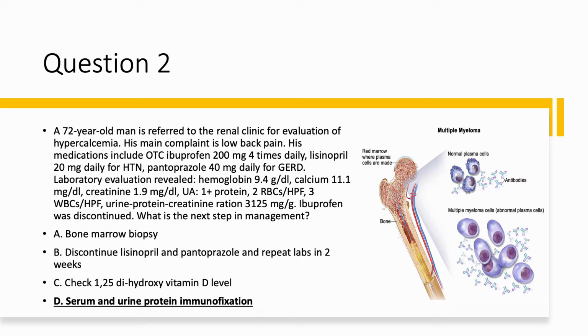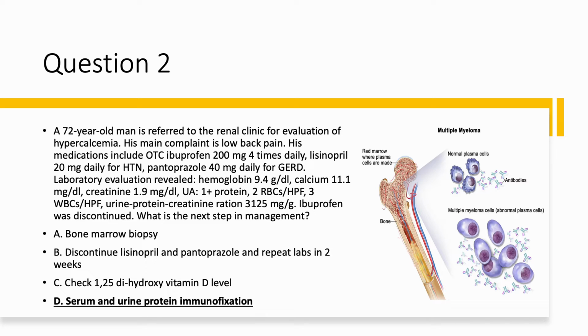The correct answer is D, serum and urine protein immunofixation. Here really we are looking for a diagnosis of multiple myeloma. You have someone who is older with anemia, hypercalcemia, kidney impairment, and then proteinuria, not just proteinuria on the dipstick. There's only 1 plus protein, because this checks for albumin, while you have a lot of light chains, so this is why the urine protein creatinine ratio is very elevated. So it really cannot get easier than this.